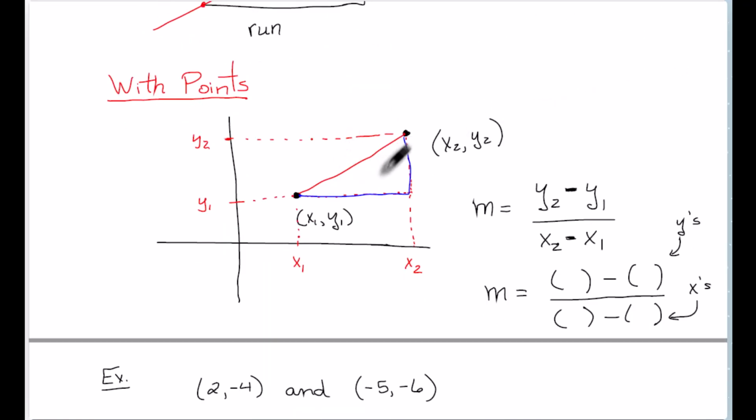If I am given 2 points, an x1, y1, and an x2, y2, I still use run and rise, but I can measure it by subtracting x2 minus x1 over y2 minus y1. So here's my formula. But remember, the formula has the minuses. You're going to fill in whatever your x's and y's are. I've got parentheses here because they could be negative.